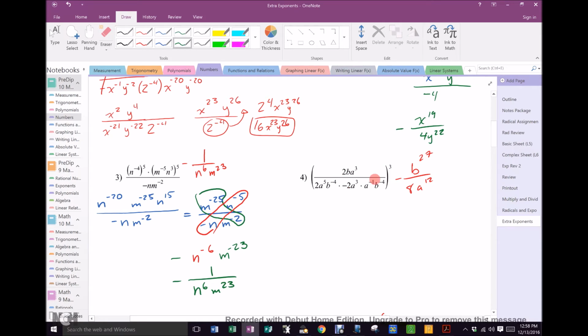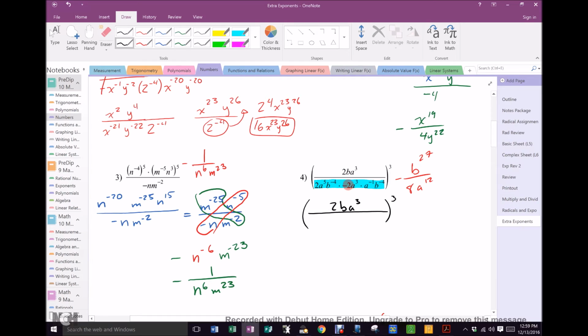These are the ones that mess you guys up most, when there's a bracket and an exponent. What should I do first? What's ugliest here? Bottom. I don't like that denominator. Can I simplify it? Yes. Should I look at anything but the denominator right now? No. So I'm not touching the top, b a cubed, and I'm not touching the cubed out there. I'm only cleaning up the bottom.